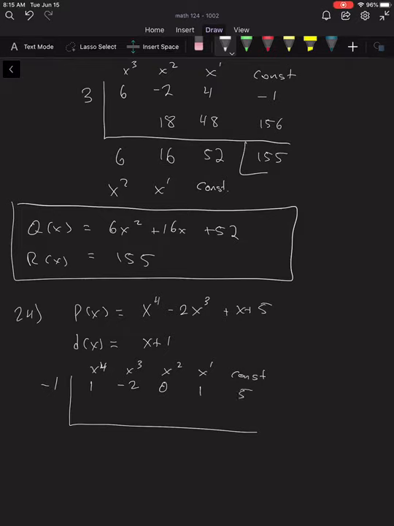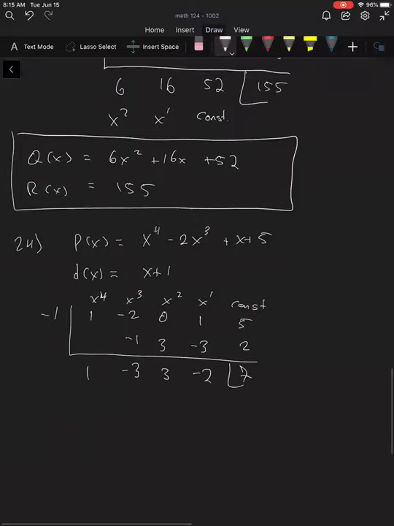Okay, so pull down the first thing, 1. Minus 1 times 1 is minus 1. Add those, we get minus 3. Minus 1 times minus 3 is 3. Add those, we get 3. Minus 1 times 3 is minus 3. Add those, we get minus 2. Minus 1 times minus 2 is positive 2, and add those, we get 7.